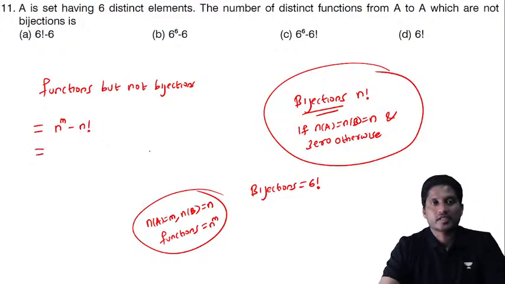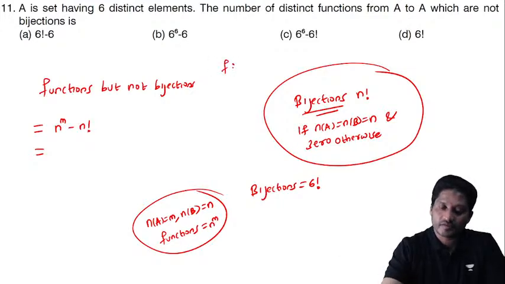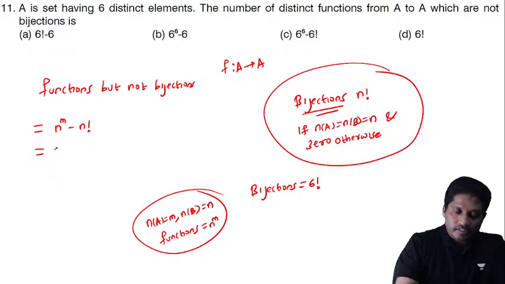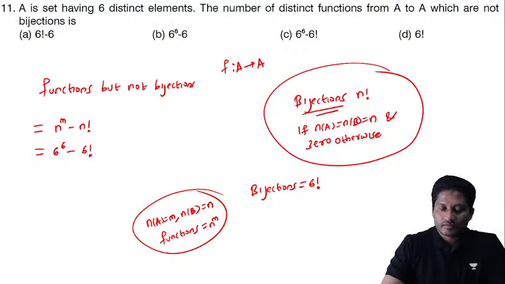It is given in the question, set A is having 6 elements, a function from A to A. So this means that A is having 6 elements, B is having 6 elements. So this is 6 to the power of 6 minus 6 factorial. Okay, answer is option C.